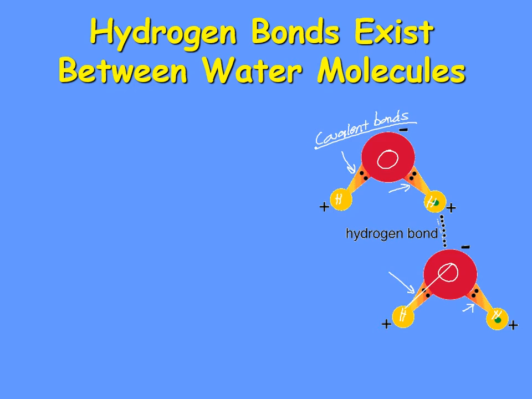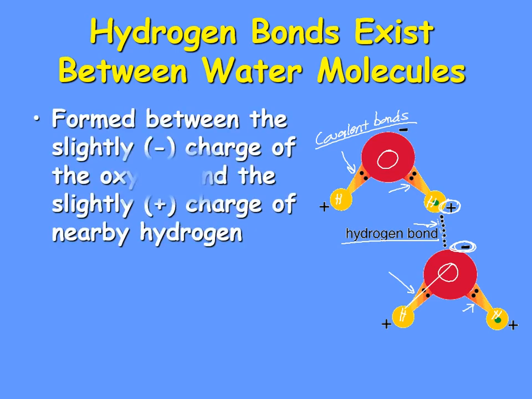When you get water molecules next to each other, this positivity from the hydrogen is attracted, almost like a refrigerator magnet, to the negativity of this nearby oxygen. That is called the hydrogen bond. Okay? Hydrogen bonds exist between different water molecules. Okay, so that's how a hydrogen bond is formed.